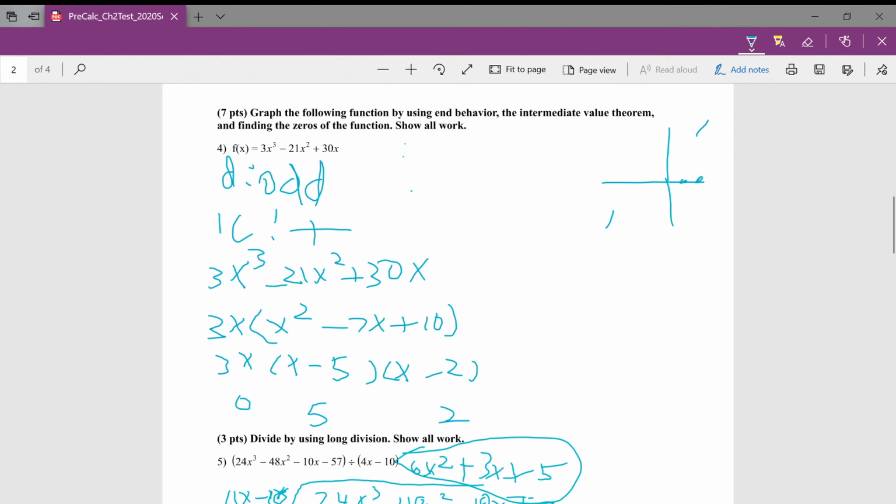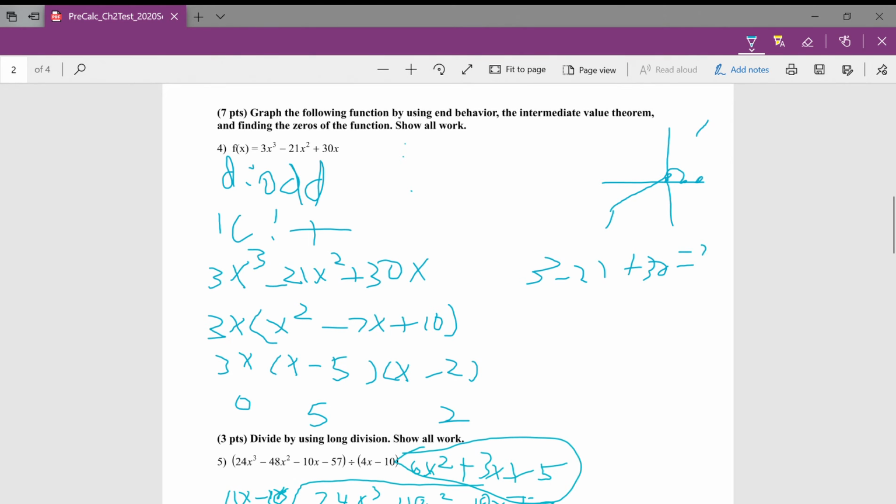Okay. So now what we need to do next is test them. Test each interval to see what the graph is going to look like between the zeros. So I'm going to use 1 and 3 to test. We just have to plug them in. It's pretty simple. Plug in 1 to this, and what we're going to get is 3 minus 21 plus 30. And that's positive, we can see. So right here on the graph, it's going to look like this.